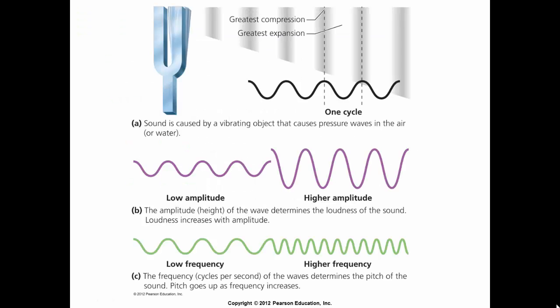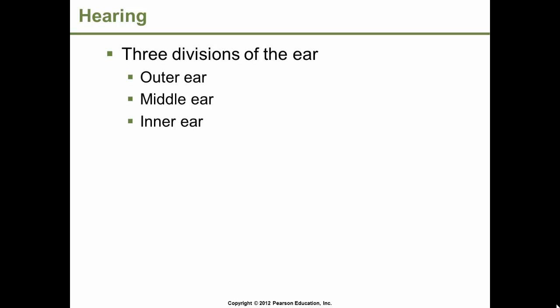This shows us an image of a low amplitude and a higher amplitude, whereas the frequency, the pitch, is the number. So the amplitude is the height of the oscillating frequencies, whereas the pitch is the number of frequencies. There's three divisions of the ear: the outer, the middle, and the inner.